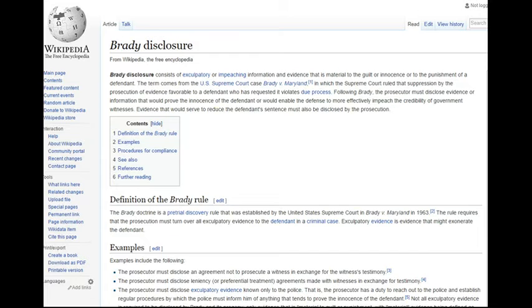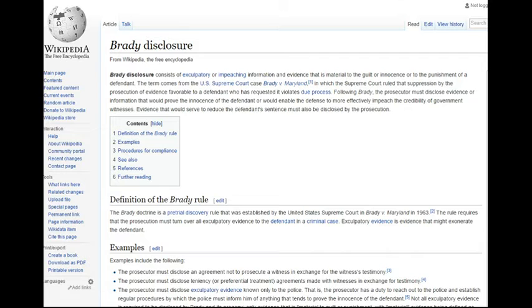Brady disclosure, from Wikipedia, the free encyclopedia. Brady disclosure consists of exculpatory or impeaching information and evidence that is material to the guilt or innocence or to the punishment of a defendant. The term comes from the U.S. Supreme Court case Brady v. Maryland, in which the Supreme Court ruled that suppression by the prosecution of evidence favorable to a defendant who has requested it violates due process.